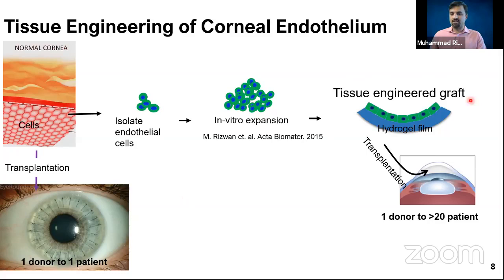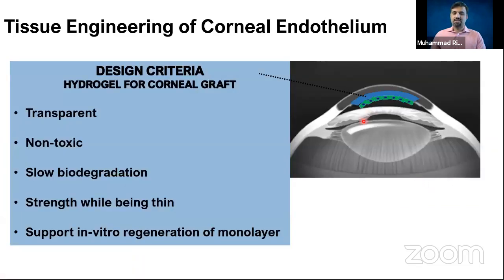Now, as you can imagine, it's not that simple, right? To generate this tissue engineered graft, we really need biomaterial scientists who can develop this hydrogel film that is going into the eye. So what are the design criteria of a hydrogel that is going into the eye as a carrier for this cell layer? Well, it has to be transparent, right? It's going into the eye. It should be non-toxic. It should be slowly biodegradable. I'll get into this later.